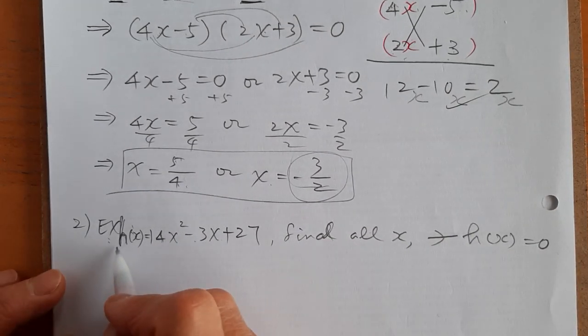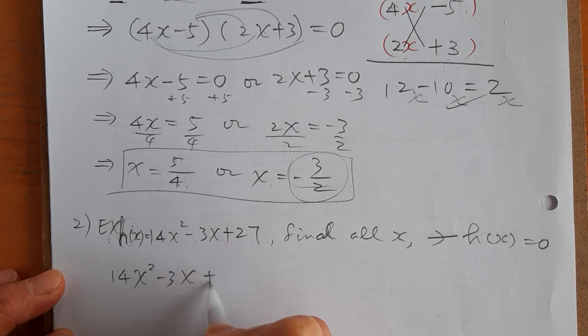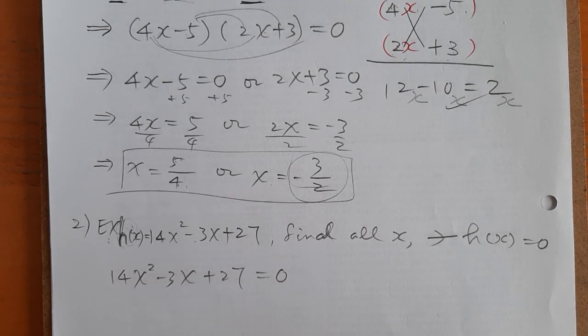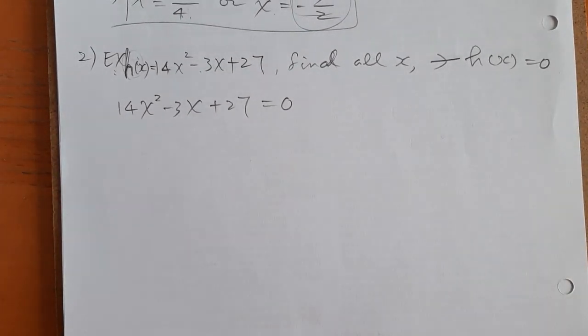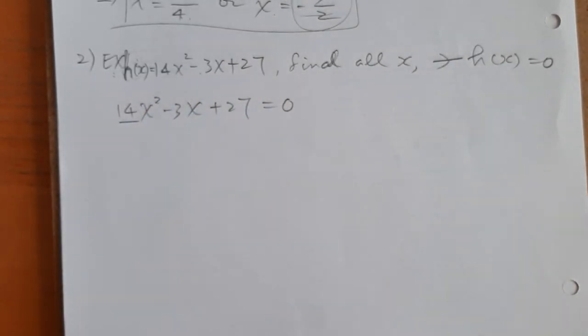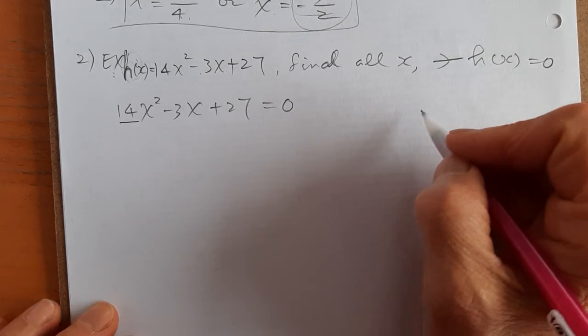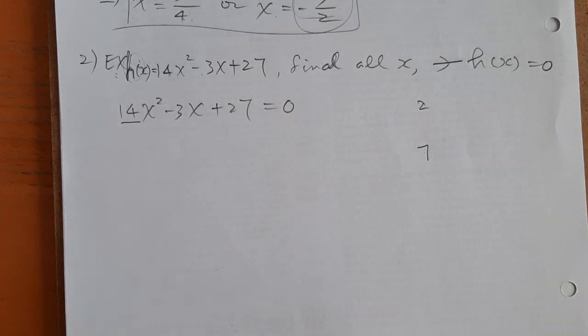So you just let h of x equal 0. In other words, 14x squared minus 3x plus 27 equals 0, and solve for x. If the quadratic can be factored, you factor it. If it cannot be factored, use the quadratic formula. So you will try. 14 is 1 times 14 or 2 times 7, so try 2 times 7, the two numbers closer to each other first.